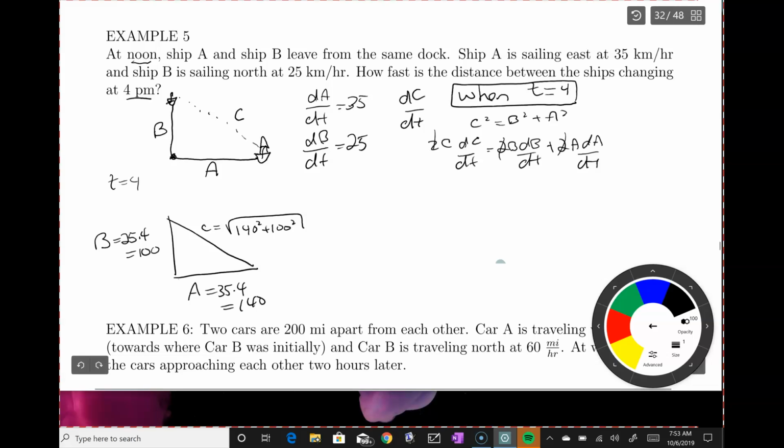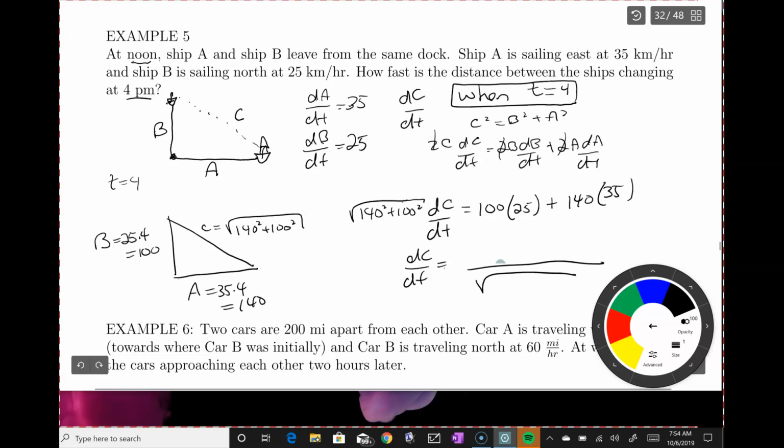So we put everything in, so I have this square root of 140 squared plus 100 squared times dC/dt equals the distance b, which is 100, times dB/dt, which is 25, plus the distance a, which is 140, times dA/dt, which is 35. Then I can solve for dC/dt by dividing through by this radical. And I know you can put these numbers into your calculator. And so just be thinking about it. This is going to be a positive distance because the distance between the two ships is changing.